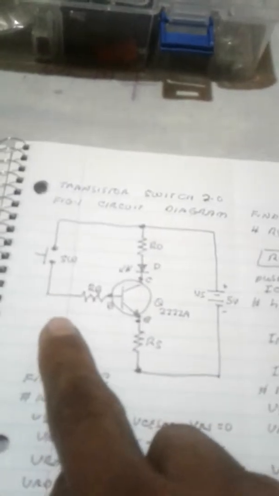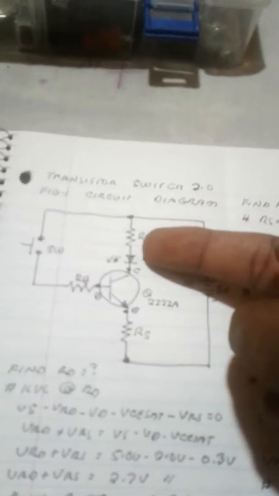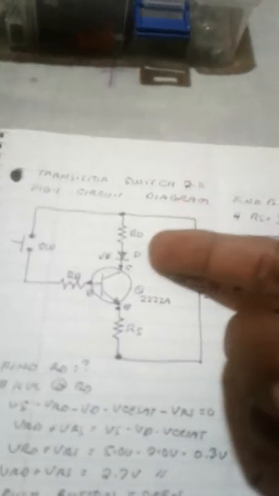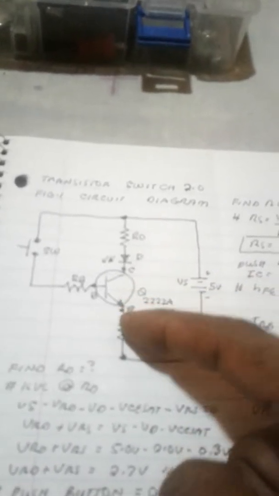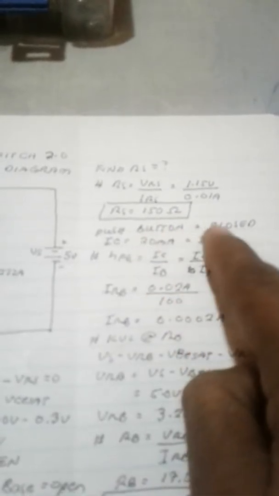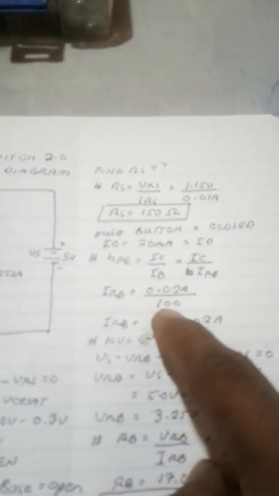So when you push the button, current flows here and here. The current flowing here is 20 milliampere. That is what we need to saturate this transistor, or to operate this transistor in saturation mode. So the transistor magic formula: HFE is IC over IB. IB is also equal to the current across the base resistor. Now equal to 0.02 ampere, that is the key current flowing in saturation mode, or when the push button is closed, divided by 100. HFE is the magic formula of the transistor.